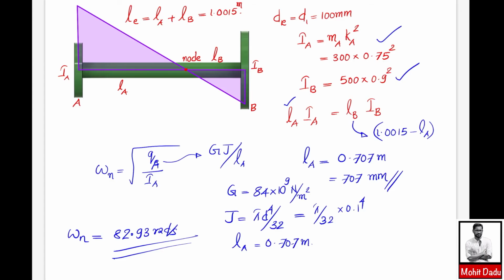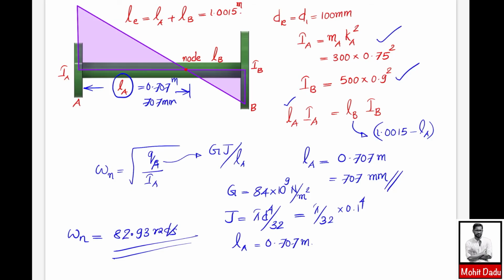So we have evaluated the location of the node within the torsionally equivalent shaft, and also the natural frequency, but we have to locate the position of the node in the actual stepped shaft, which we will be seeing. In the torsionally equivalent shaft, the location of the node is at a length LA from the left rotor A, at 0.707 meter or 707 mm. So using the previous values, we will find the position of the node in the actual stepped system.